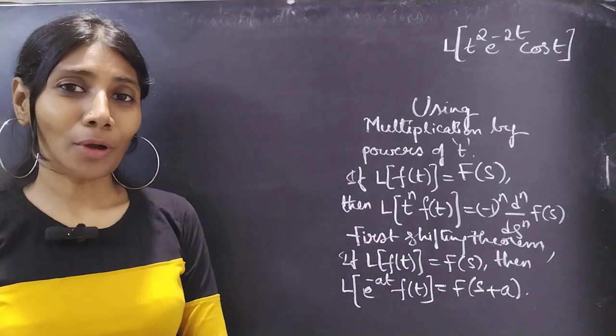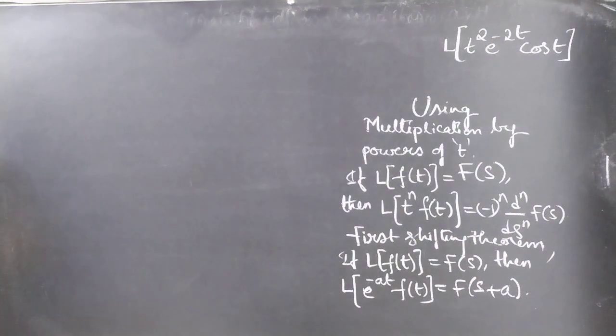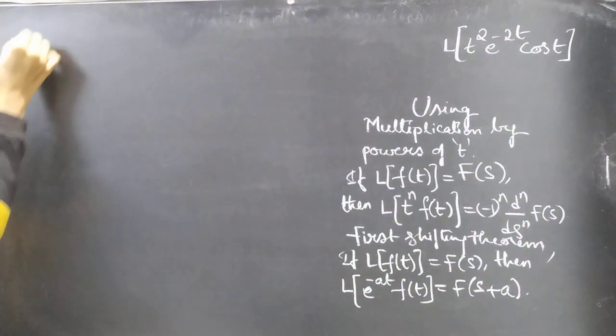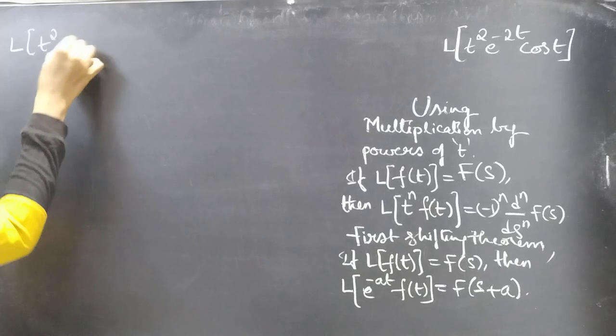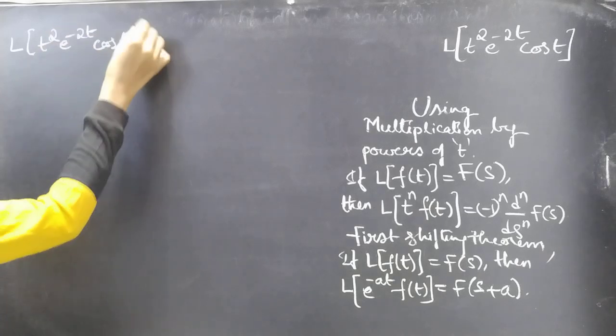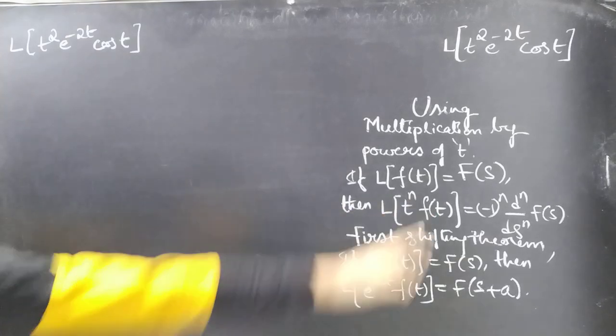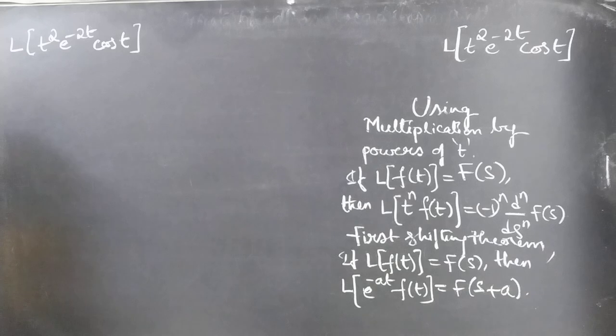In this video, we're going to see a problem from Laplace transform. So let's get going. The problem here is to find the Laplace transform of t square e power minus 2t cos t, right? So just compare this with t power n f of t, okay?